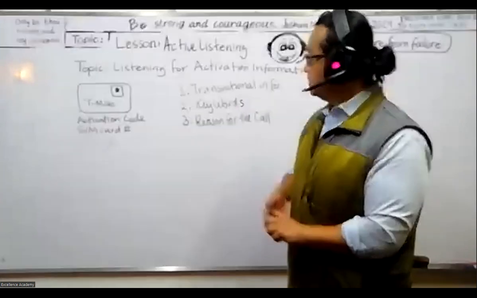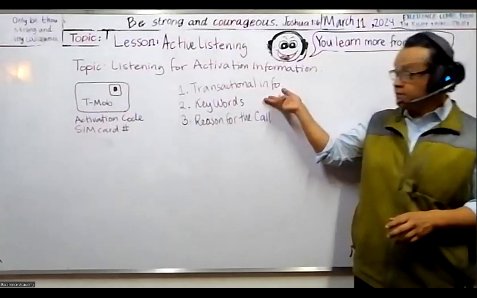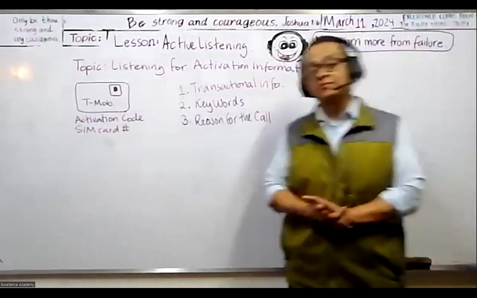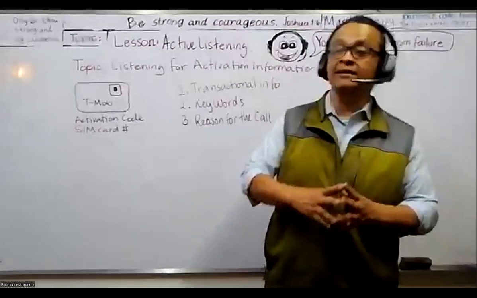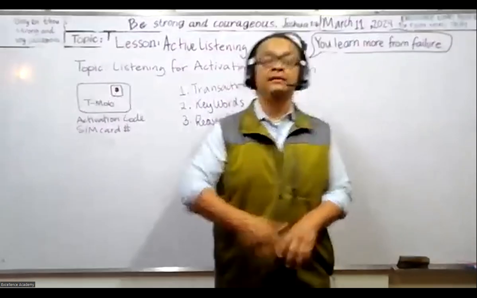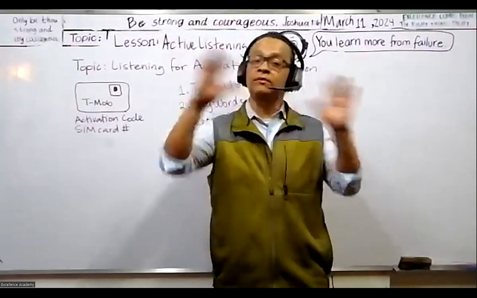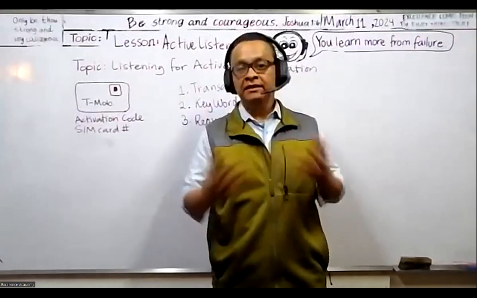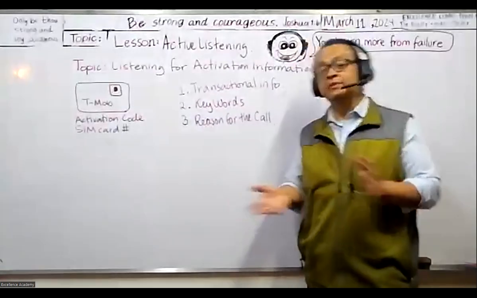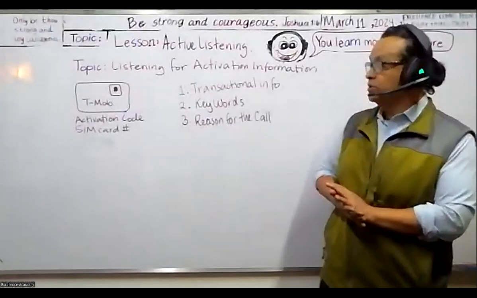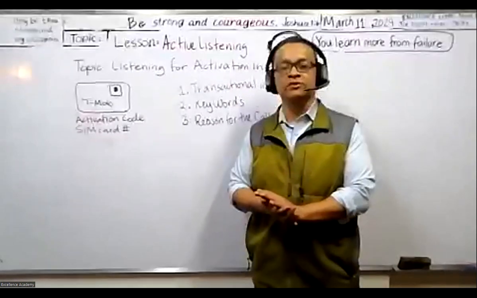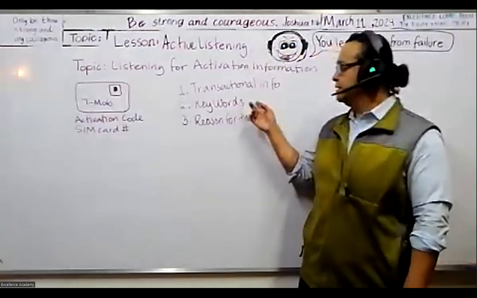We're also going to listen for keywords and the reason of the call, right? Like I said many times before, a lot of people think that active listening is just listening to telephone numbers and names. That is part of it, but that's not the whole picture, right? Active listening involves listening to basically three aspects we like to teach here, which is transactional information, like names, SIM card numbers, and whatnot. Transactional. The second thing is keywords.